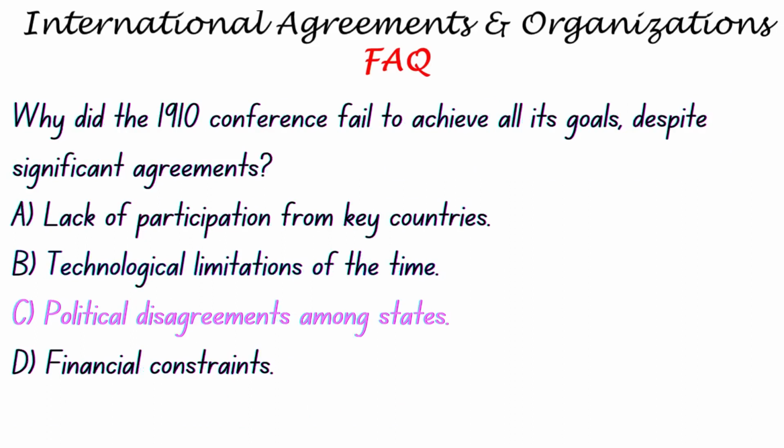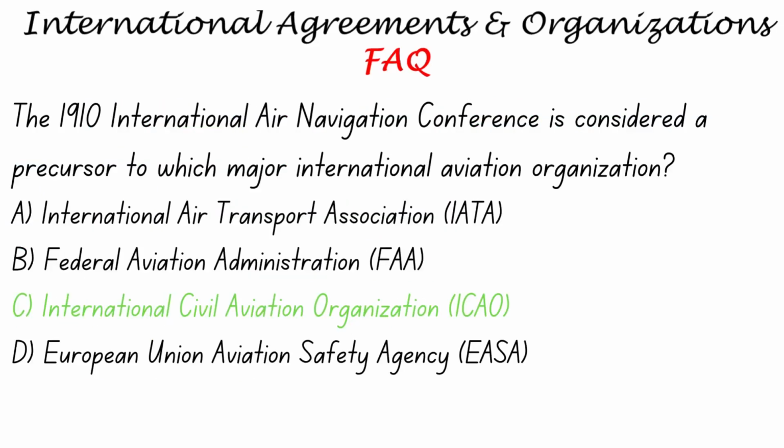Political disagreements among states was one of the major reasons for the failure of the 1910 conference to achieve all its goals, despite significant agreements. The 1910 International Air Navigation Conference is considered a precursor to the International Civil Aviation Organization.